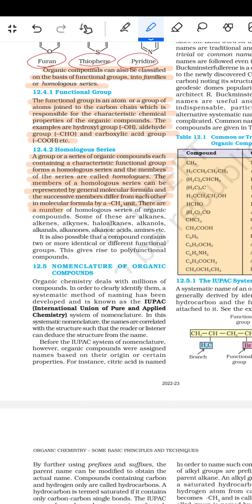There are a number of homologous series of organic compounds. Some of these are the alkanes, alkenes, alkynes, haloalkanes, alkanols, alkanals, alkanones, alkanoic acids, amines, etc. It is also possible that a compound contains two or more identical or different functional groups. This gives rise to polyfunctional compounds.